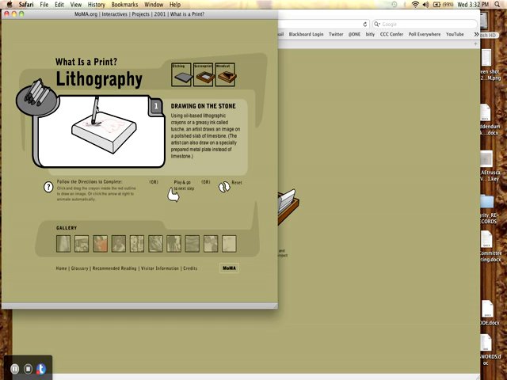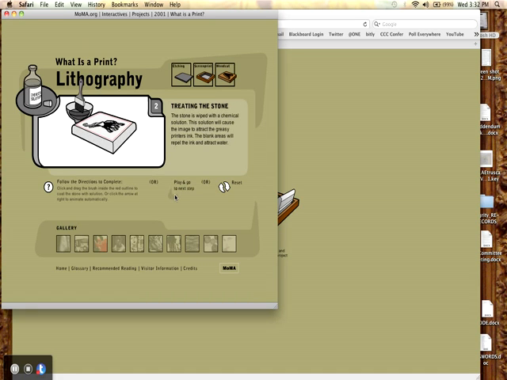So you draw on the stone. I'm going to grab the greasy pencil. Just don't mind me while I have some fun here. An artist draws an image on a polished slab of limestone. The artist can also draw on a specially prepared metal plate instead of limestone. But the German inventor had, in fact, experimented with a number of different surfaces, and he found this particular kind of limestone to be particularly good. So here I've drawn an elephant.